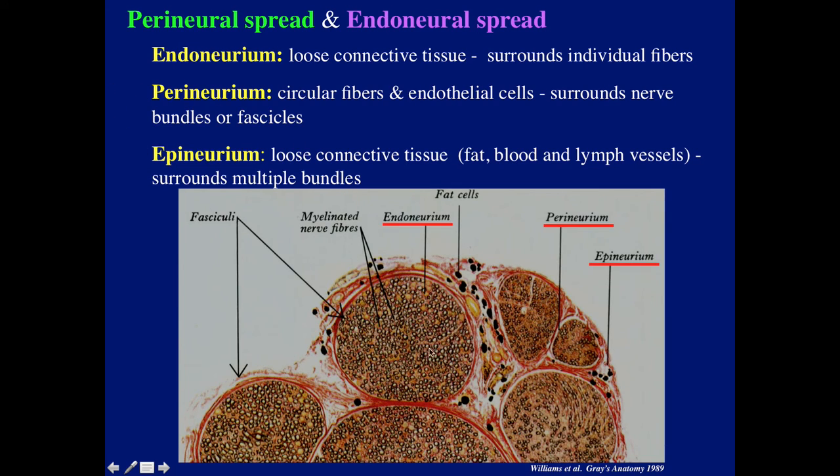If we look at the different layers around the nerve, there's the endoneurium, which surrounds individual fibers. Each fiber has a little layer of loose connective endoneurium. Then there's perineurium, which are circular fibers and endothelial cells that surround nerve bundles or fascicles. Those are the more important ones. And then there's epineurium, loose tissue around the entire bundle.